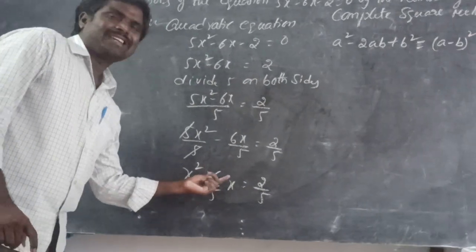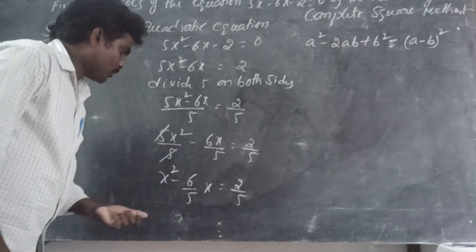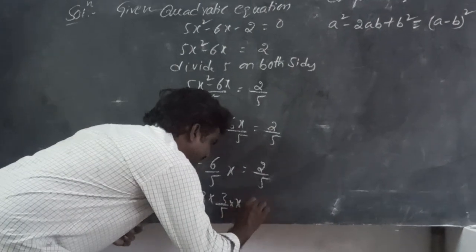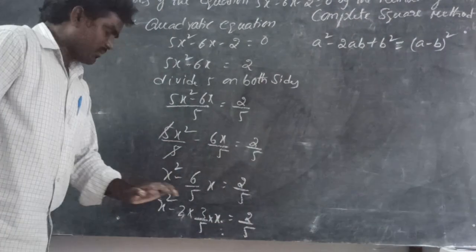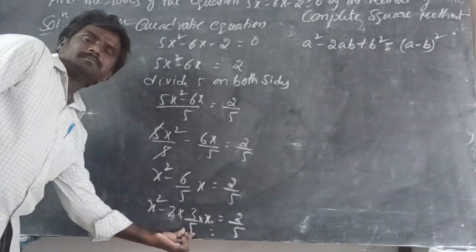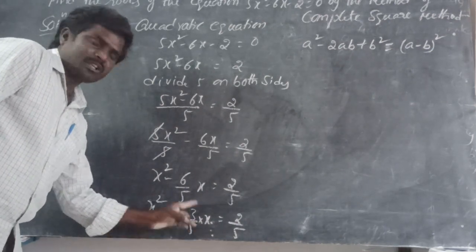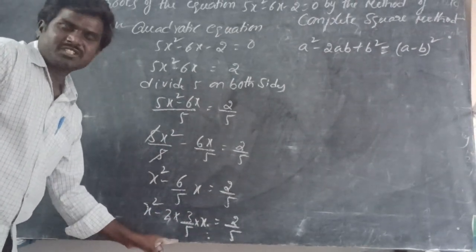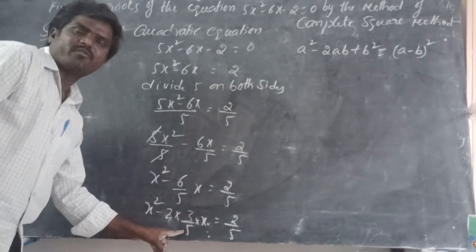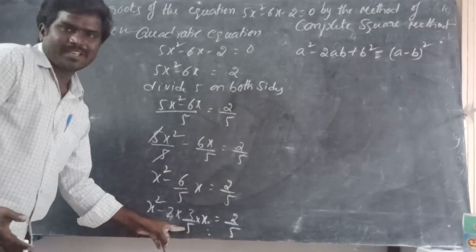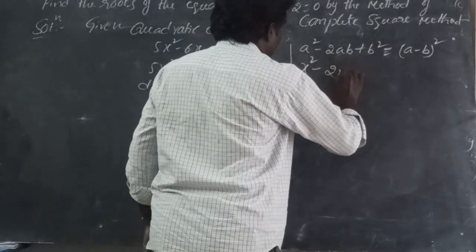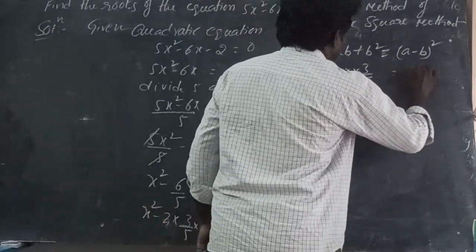Okay, this 6 how can we write? 2 into 3. So x square minus 2 into 3 by 5 into x is equal to 2 by 5. Now you can observe here a square minus 2ab. The remaining term is what? b. 2ab. But which term is missing? b square term is missing. But here we know that b term is 3 by 5. So b square means 3 by 5 whole square.